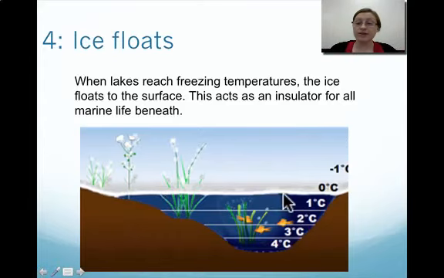When lakes freeze over like this, it stays very cold here, but that acts to insulate or keep warm the rest of the water. So that is why fish don't die in the winter, and other marine organisms. They are able to live because the water is being insulated by that layer of ice that's on top. So the ice parts of water are going to float, and then the rest of the water underneath, the temperature is going to be a little bit warmer because of the insulating effect from that ice cap on top.